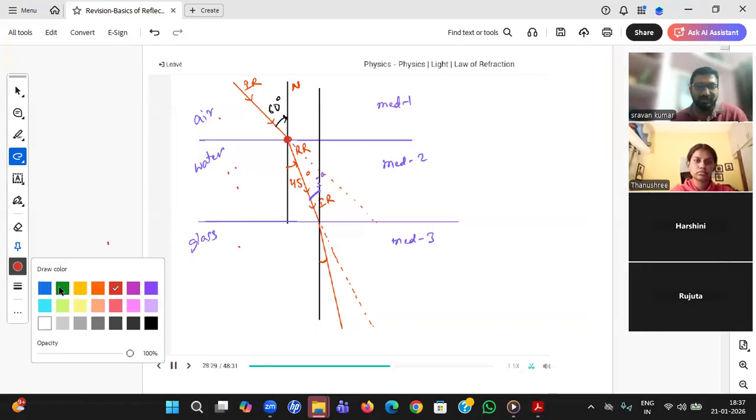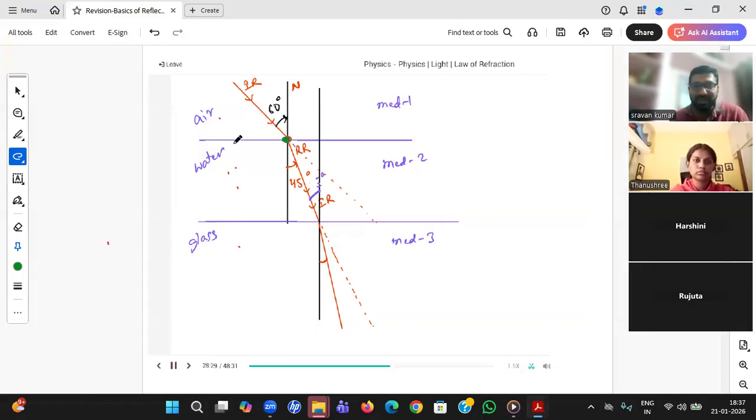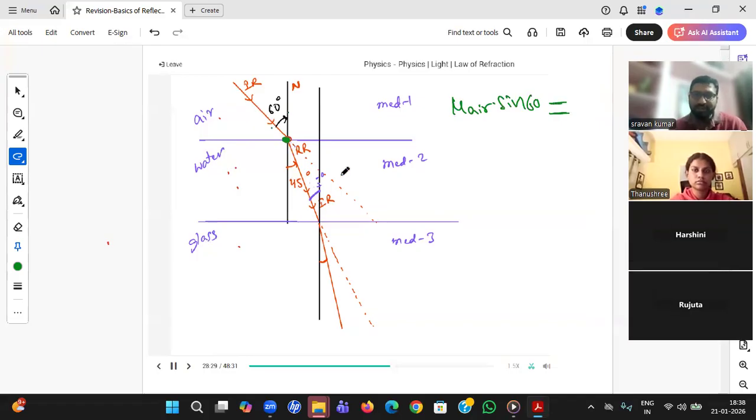Now let me apply Snell's law at this junction, air and water. What is Snell's law? First medium: mu of air into sine of angle of incidence. What is the angle of incidence? Between the normal and the incident ray, 60, equals, where is the light ray going? Water. Mu of water into sine of angle of refraction. What is the refracted ray? 45. This is what you need to apply.